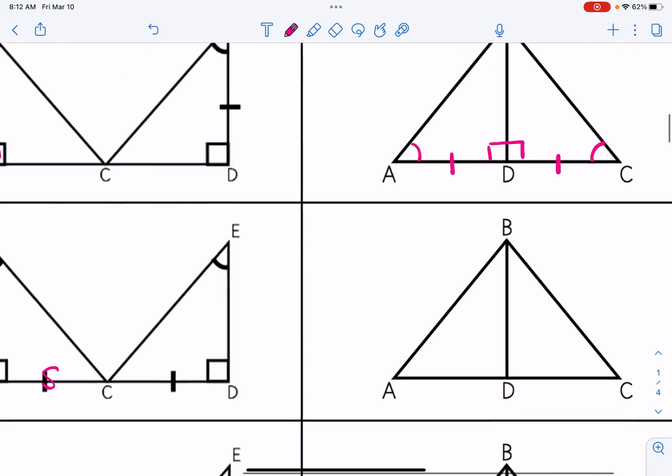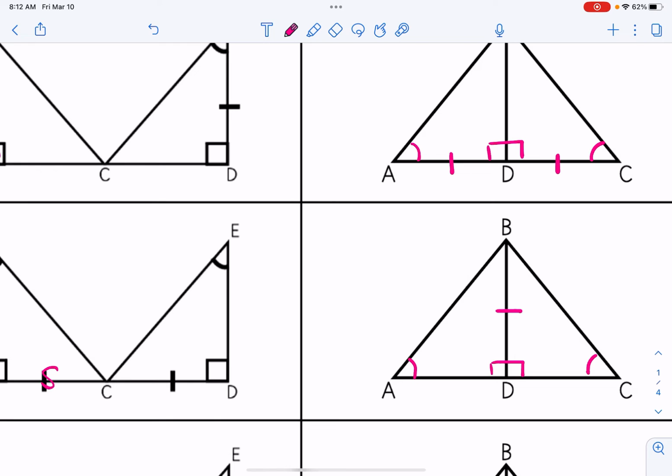Okay, let's add our own picture here. So I'll mark off the same angles from the previous one, but instead, let's say I mark off BD as congruent to itself. So here's angle, angle, side.